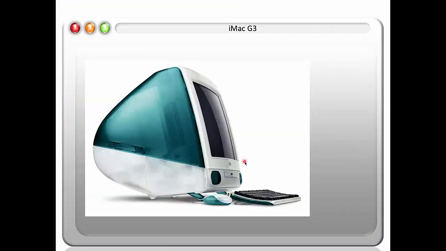So here, August 15th, 1998, the iMac G3, which is here, was released. It had a 15-inch CRT, although I am led to believe that only 13.5 inches of it was actually used to display what was on it. It was a CRT display.